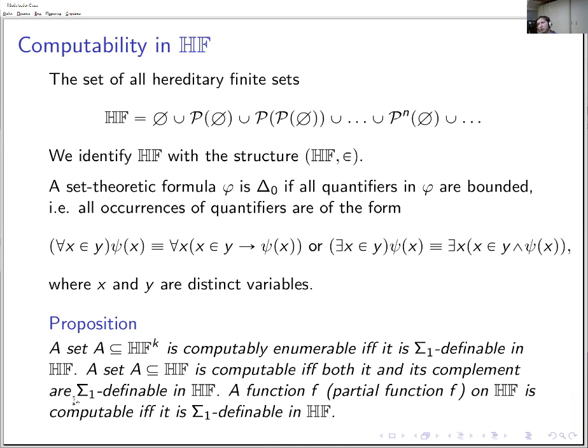So if you consider some standard model of computation, you could encode hereditarily finite sets by natural numbers or in some other way via coding, and hence you could talk about some set of hereditarily finite sets being, for example, computably enumerable. The same way you could talk about computable functions. And in a sense, HF is a rather natural model of computation.